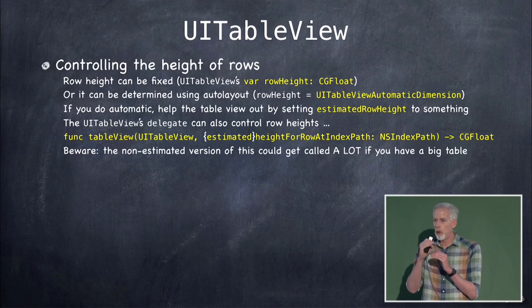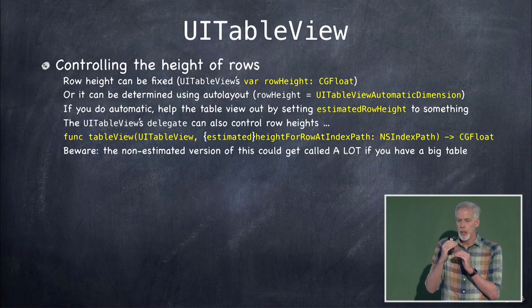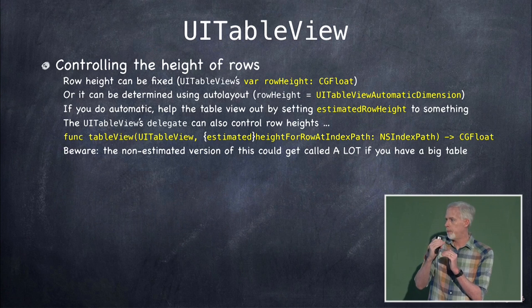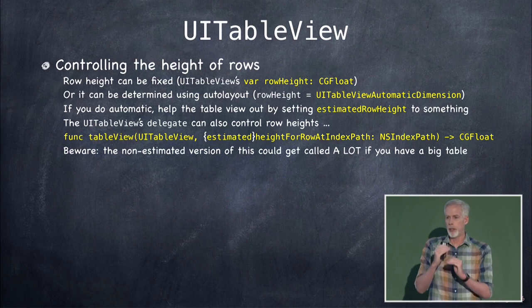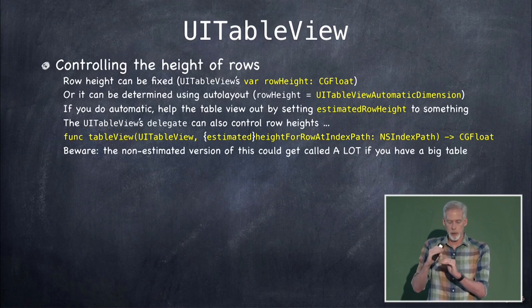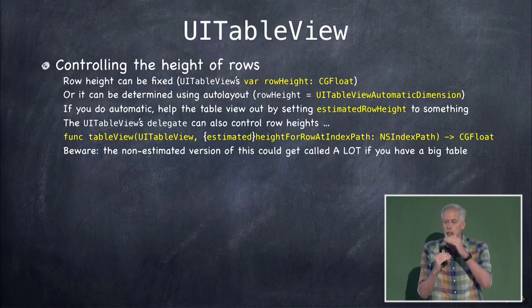How about the height of rows? How tall are rows? Rows are a fixed width. They're the entire width of the table. But what about the height? Normally, the height is just set in the inspector in your storyboard, and it's fixed. All the rows are exactly the same height. All the rows of a certain prototype are the same height. But it is possible to let the system calculate the proper height and have the rows be different heights.